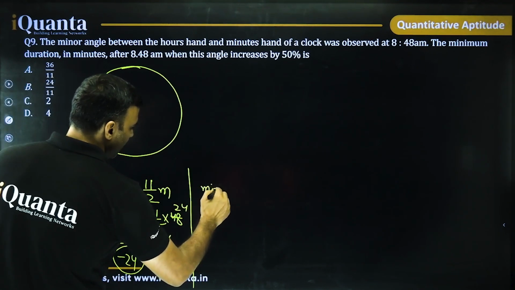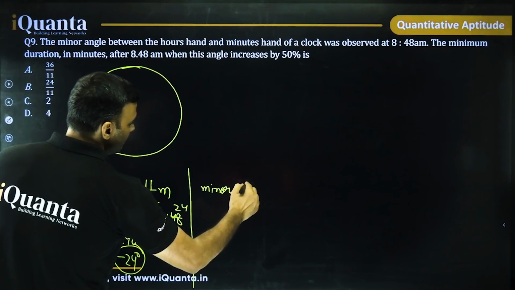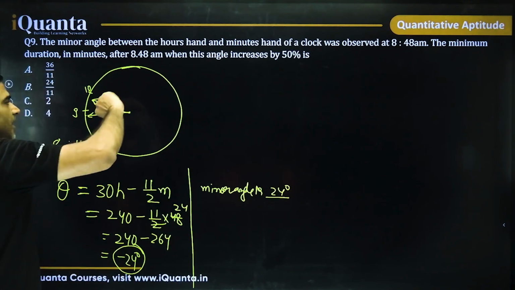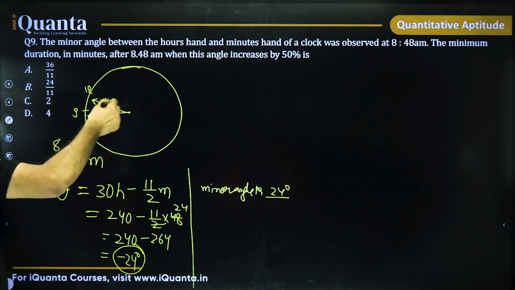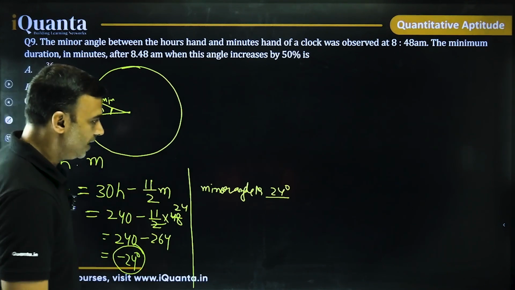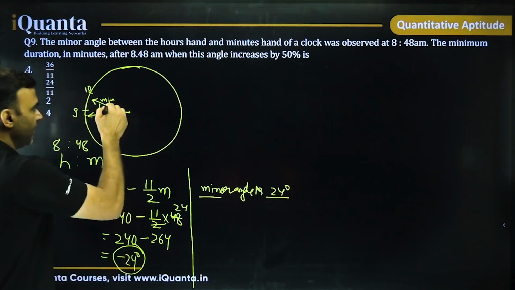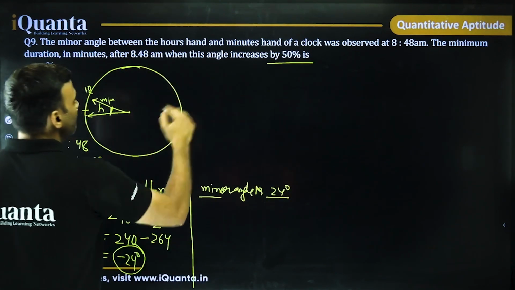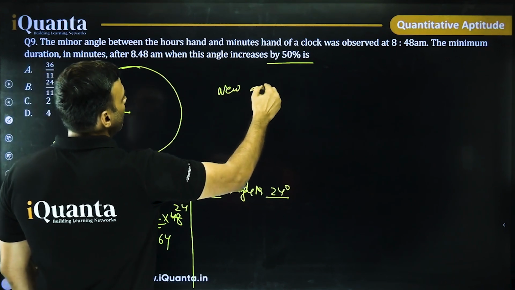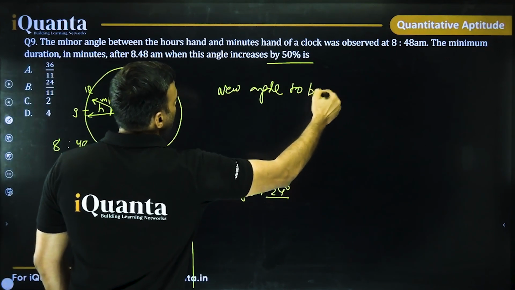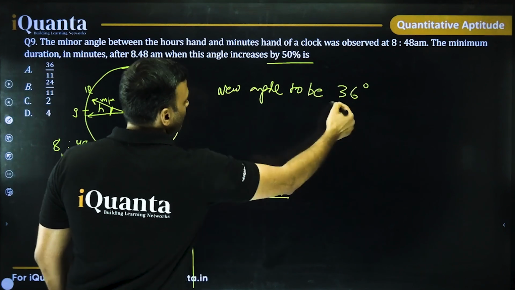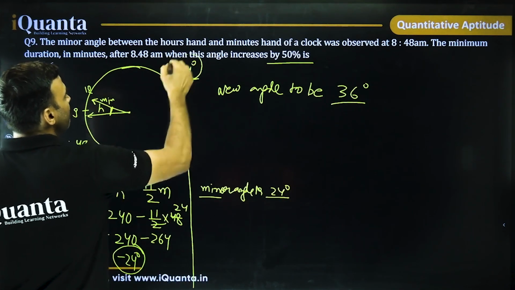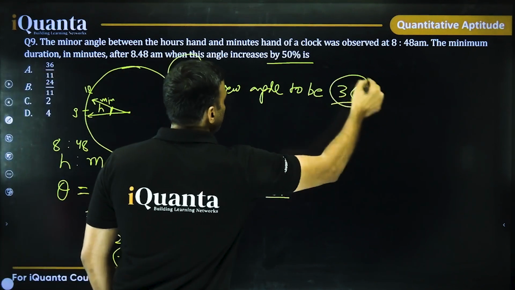That minor angle is 24 degrees. The minus sign only shows that the minute hand has come from behind and it has crossed the hour hand. So don't worry about the minus sign. Minor angle is 24 degrees. This angle value is 24 degrees. Now we want the angle to increase by 50%. So we want the new angle to be 36 degrees. 50% more than 24 is 36 degrees. So from 24 degrees, see, this is the relative distance between the two objects, and this is also the relative distance between the two objects.